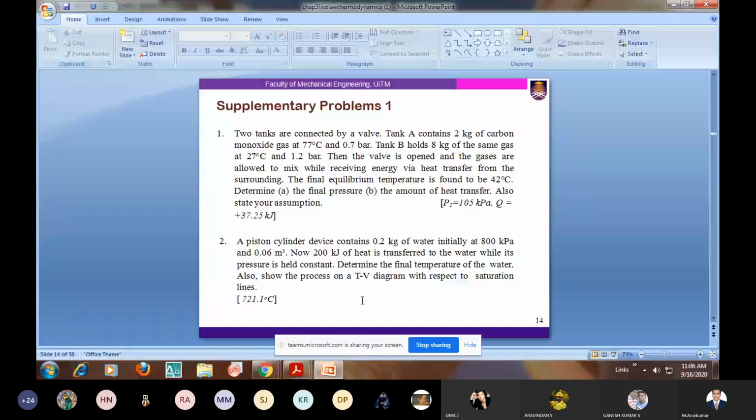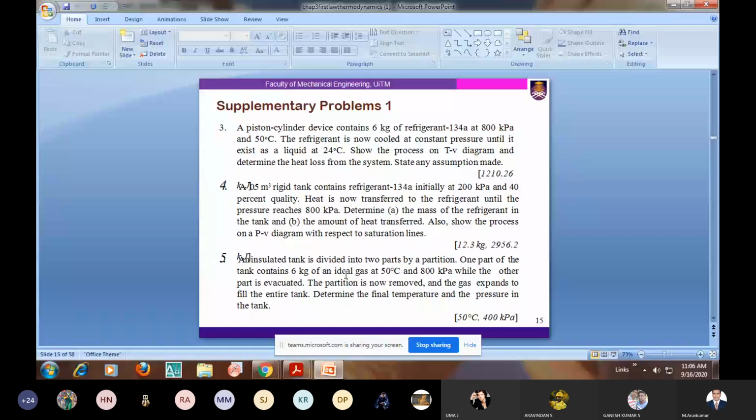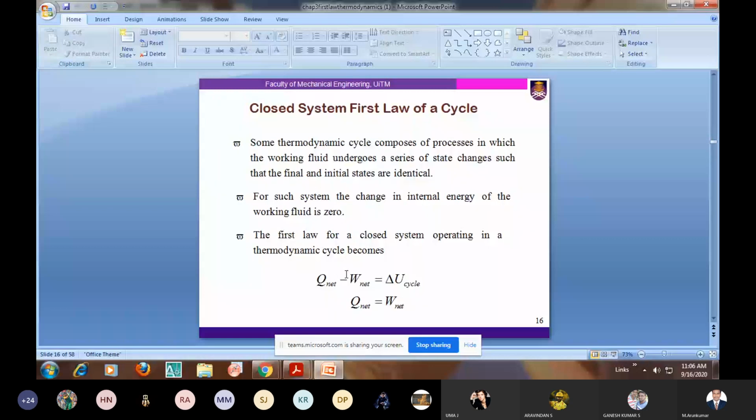Right, we can move forward. Also there were 5 questions you have to complete. Right. So the next chapter is closed system, first law of cycle. So this is for a cycle. Also we have a closed system, but for a cyclic process. Some thermodynamic cycle is composed of processes in which the working fluid undergoes a series of state changes such that the final and the initial states are identical.